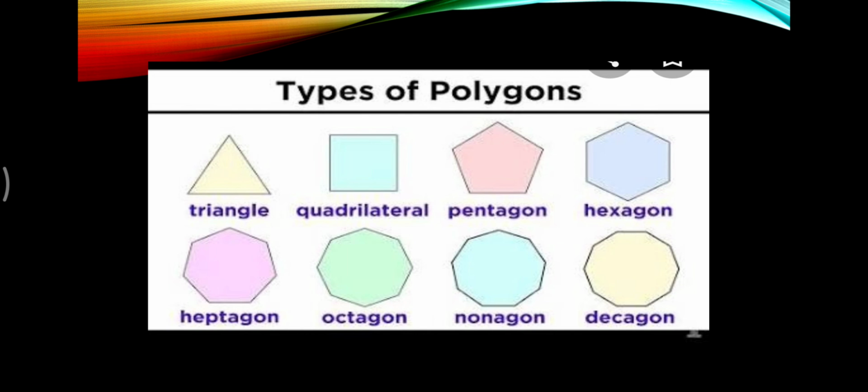If 3 sides, then this is a triangle. 4 sides, then it is a quadrilateral. 5 sides, pentagon. 6 sides, hexagon. 7 sides, heptagon. 8 sides, octagon. 9 sides, nonagon, and 10 sides, decagon.